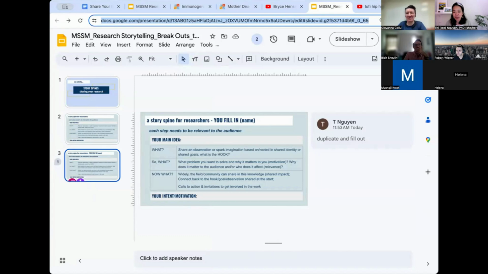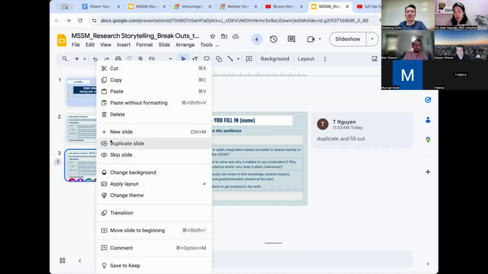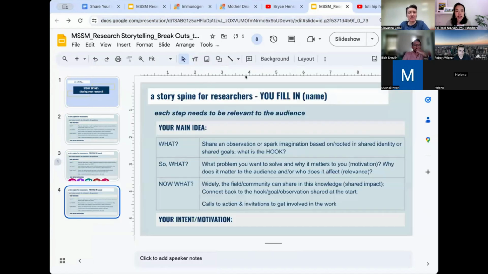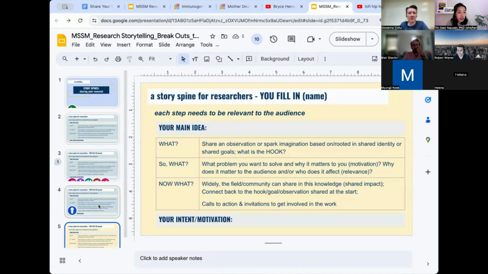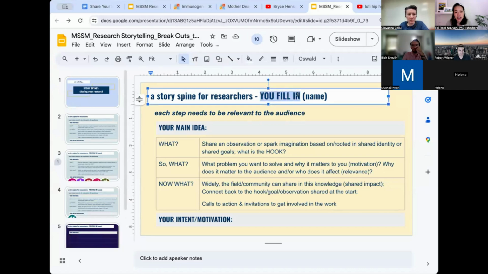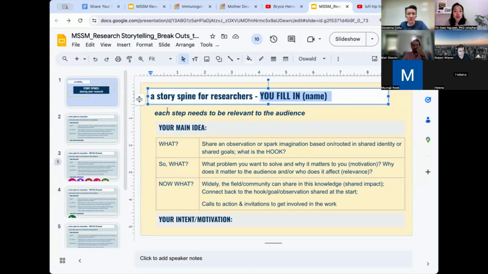Okay, so what you're going to do on the third one is right click it and duplicate the slide. After you duplicate the slide, you can go into background and change it. You're like, I'm feeling a little sunshiny today, I'm going to do this color, or whatever you want. You can put in your topic or your name. So fill it in, make it your own. Ooh, I like someone did bright green. Okay, you're going to spend about 5 minutes filling this in for yourself and just thinking about it.